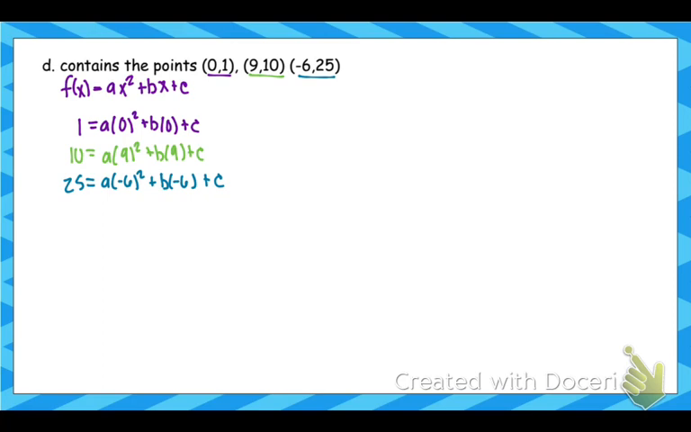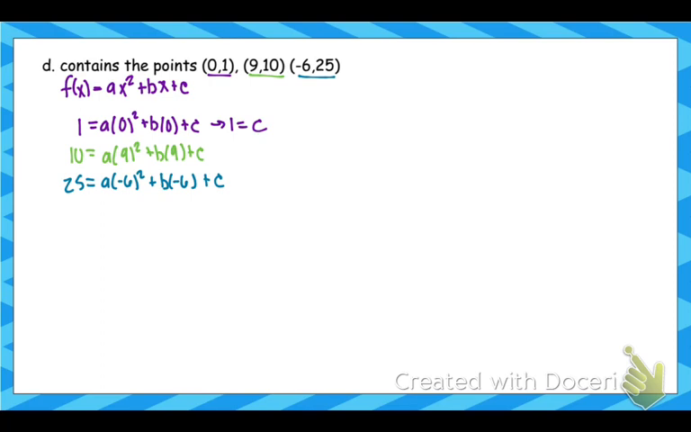So this first one, 1 equals a times 0 squared, 0. B times 0 is 0. So 1 equals c. All right, we already have the first part done. One thing that might give you an indication: if you notice 0, 1, that's the y-intercept. We know what the c value is. So one thing you probably notice, the c value in standard form is the y-intercept.